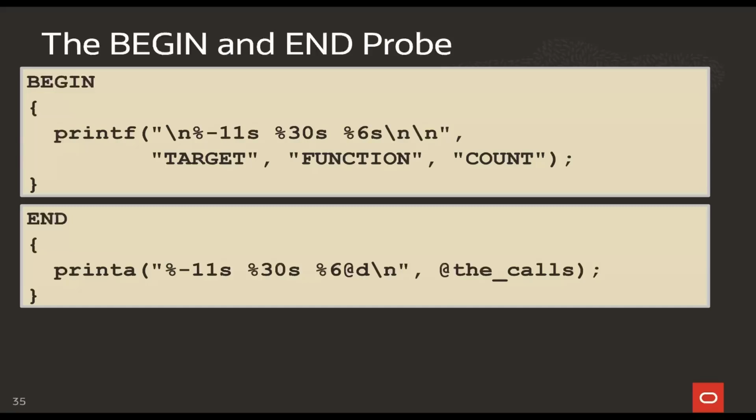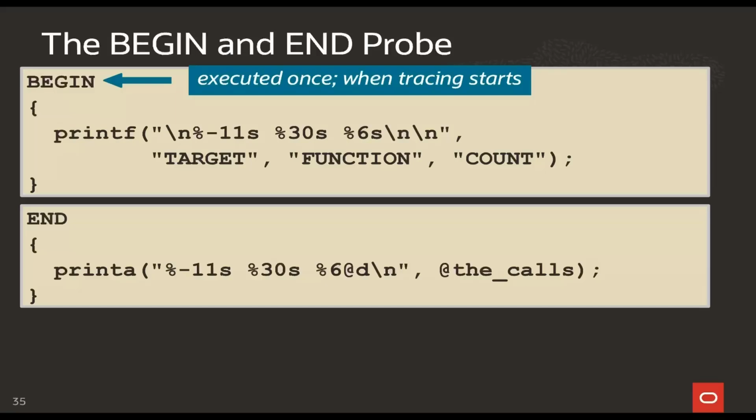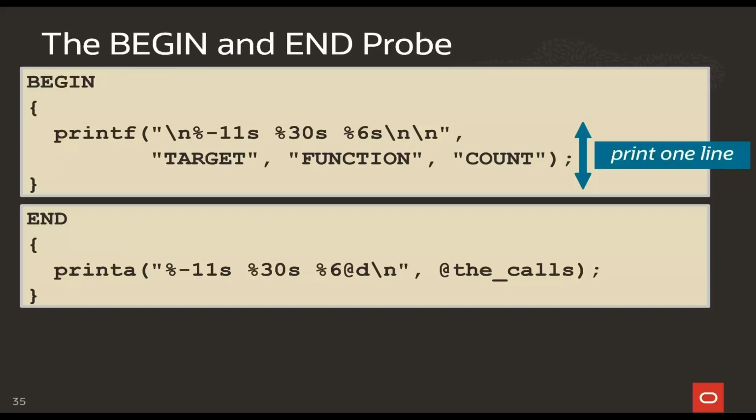We start with the BEGIN probe. The BEGIN probe is executed once when the tracing starts, and it has a simple printf statement. Exactly the same syntax as in C. I have my format string, and I'm going to print 3 strings, target, function, and count, and those are going to be the header of the table that I plan to print. That's what this will do, and nothing more, nothing less.